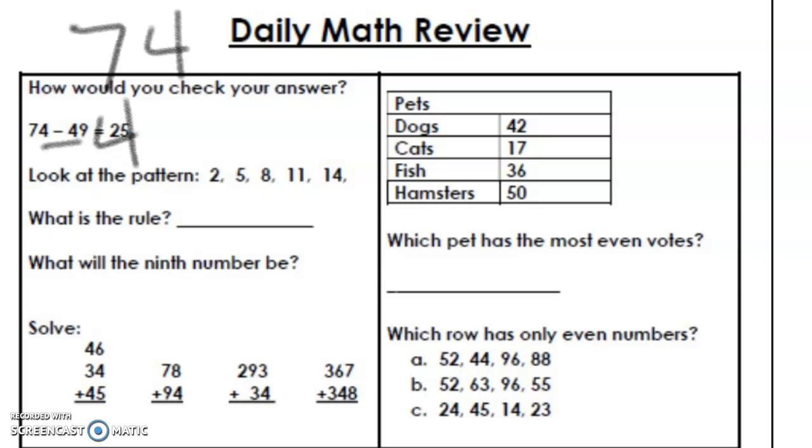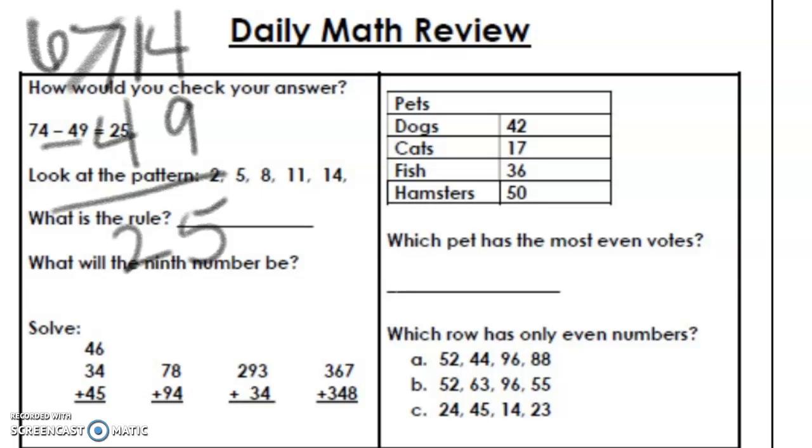74 minus 49 equals 25. So how would we go about checking that? Well, first what I would do is I would go to my ones. Can I take 9 away from 4? No, I cannot. So I'm going to have to go next door and borrow 10 more. So this is going to become a 6, and this becomes 14.